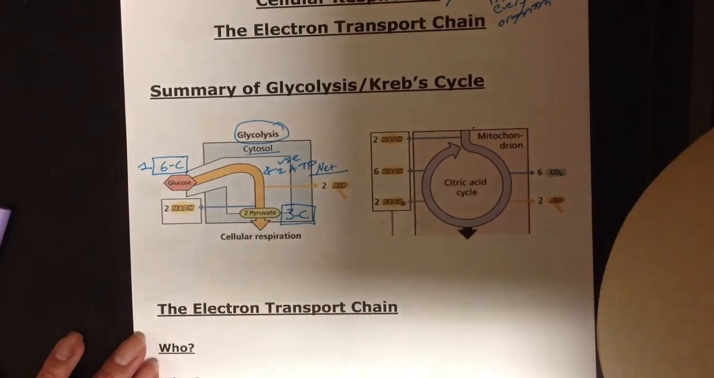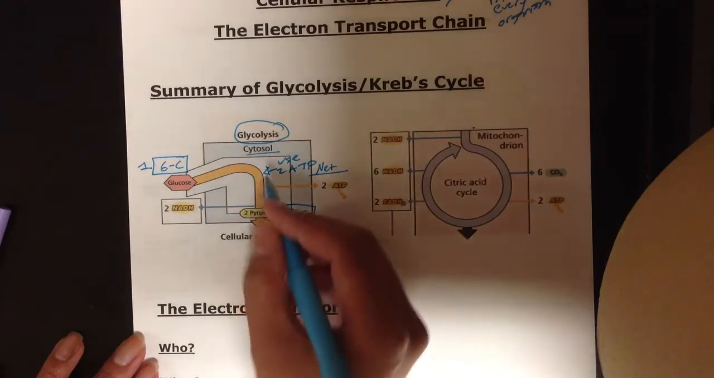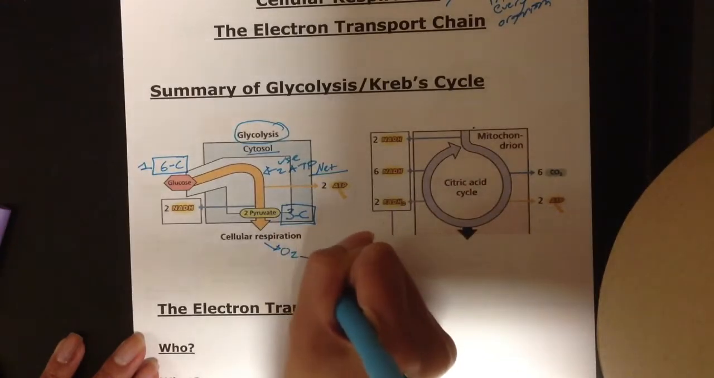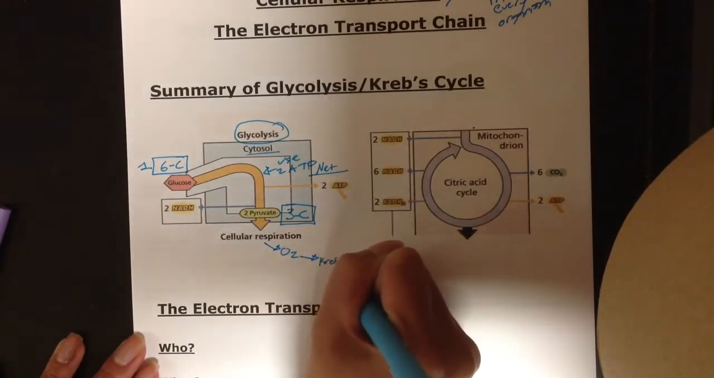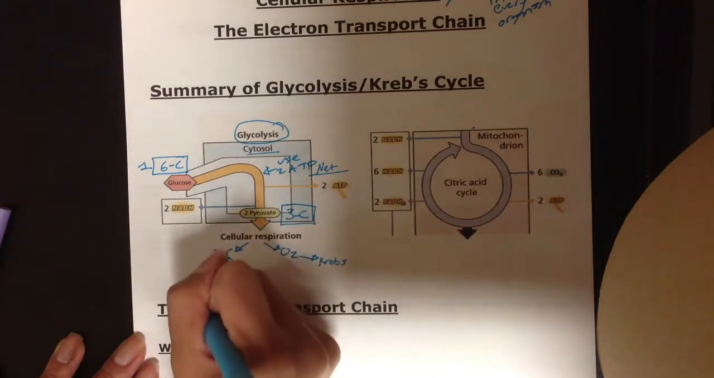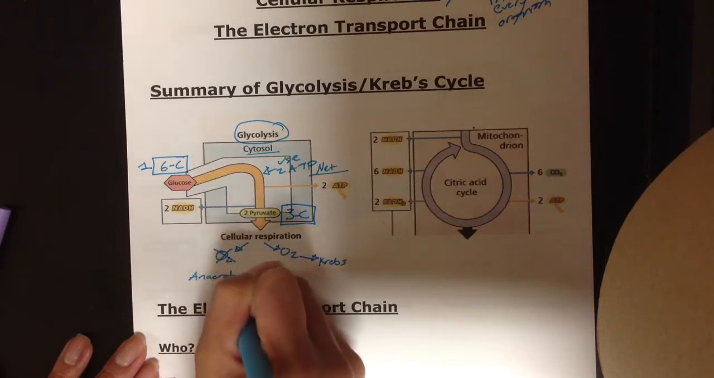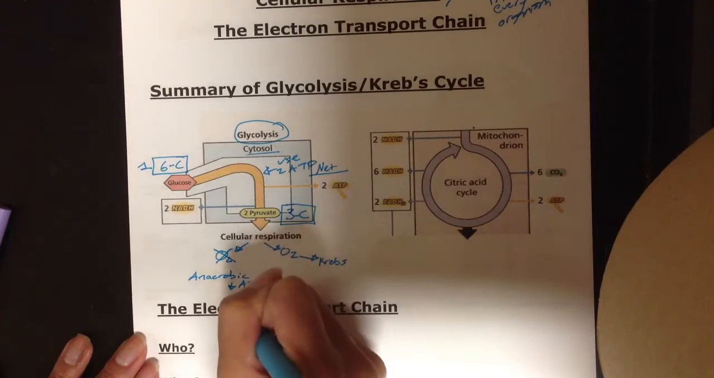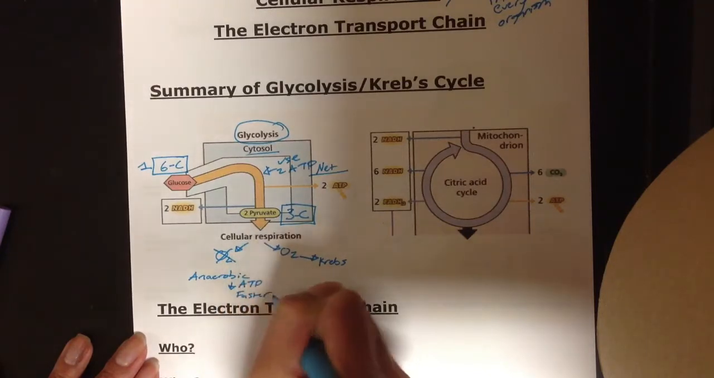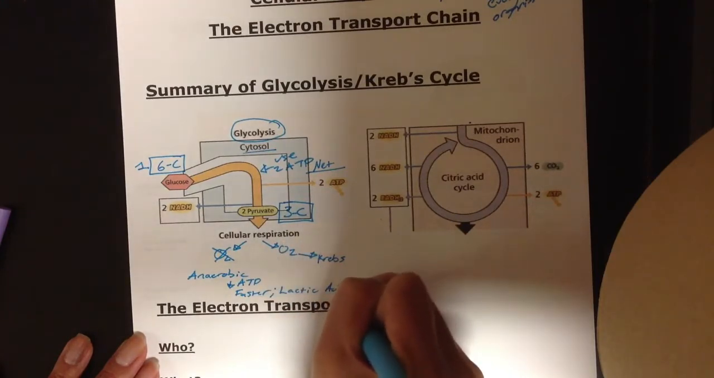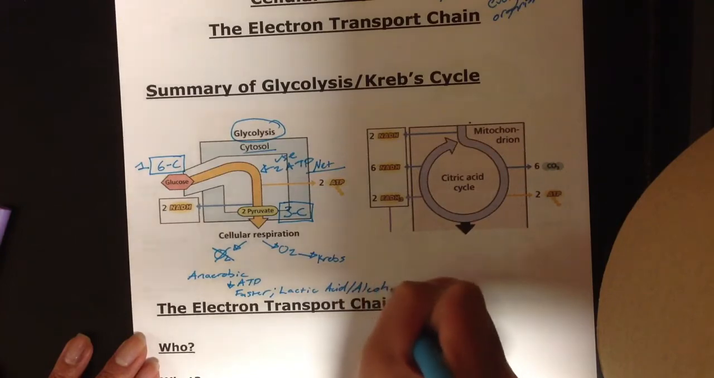Once we have produced our 2 pyruvate molecules, we'll be able to move on. If there is oxygen, then we'll move on to the Krebs cycle. If there is no oxygen, then we're going to do anaerobic respiration, and that's when we produce less ATP. However, it is faster, but we'll also make lactic acid or alcohol as a result.